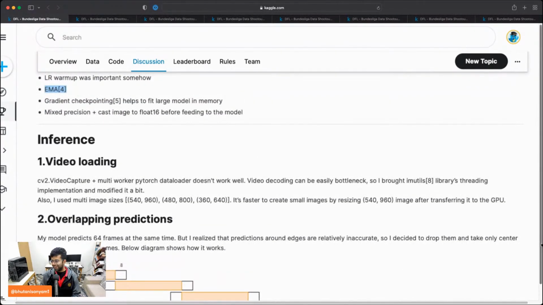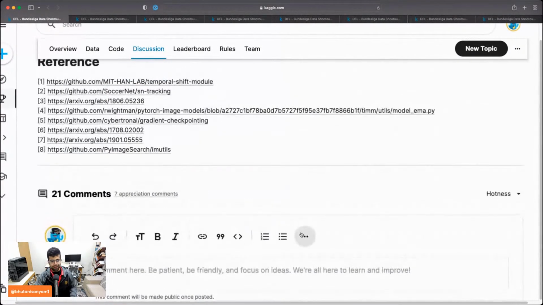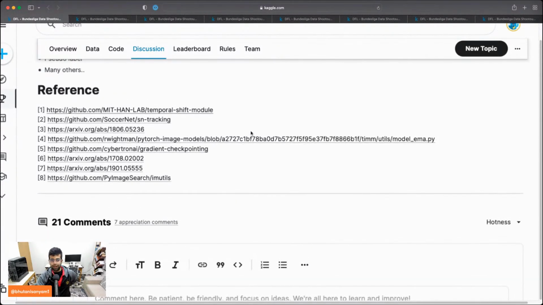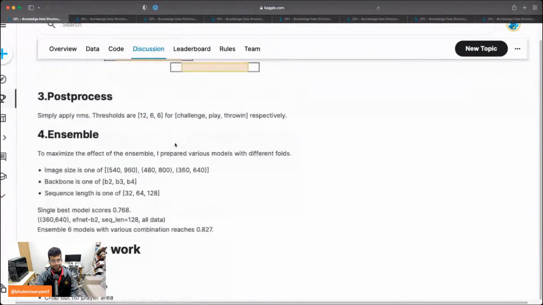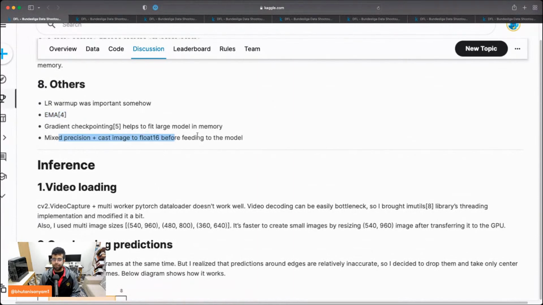Is that the right thing I remember? Hopefully. Now he takes you to Tim's EMA module, which I'm not going to open. So he used EMA, gradient checkpointing, and mixed precision.